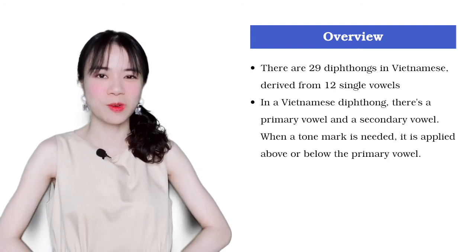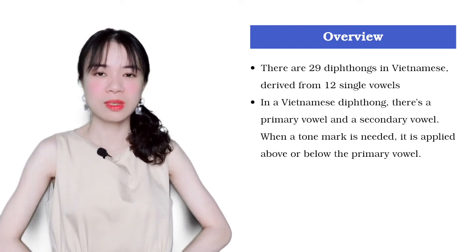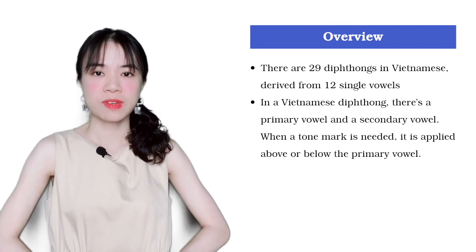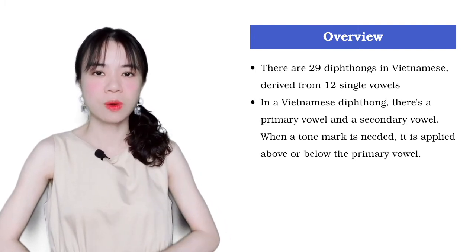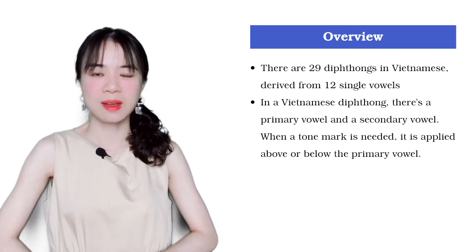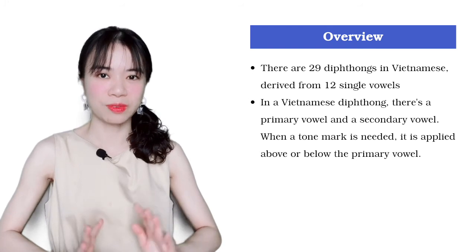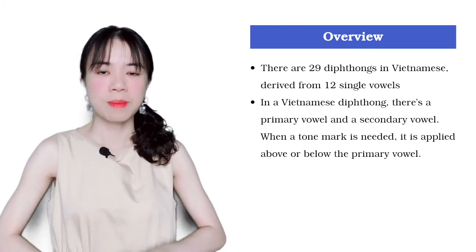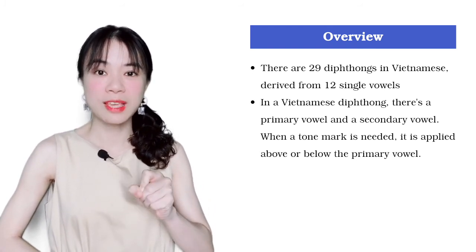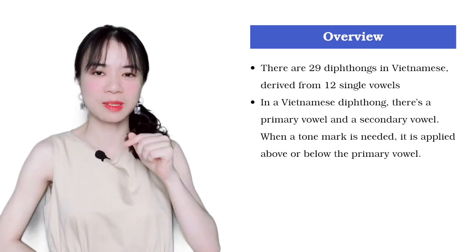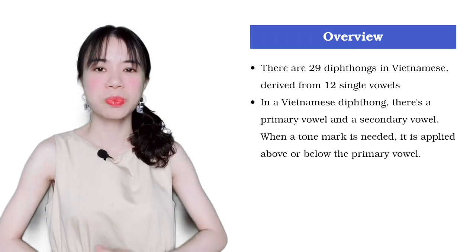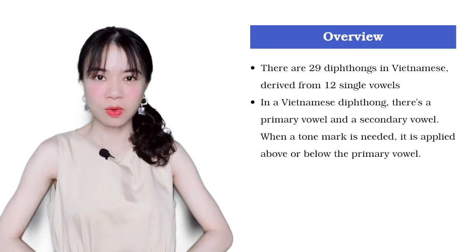of the single vowels. The second point we need to know is each Vietnamese diphthong, there is one primary single vowel and one secondary single vowel. This point is not really important at all for the pronunciation aspect, but when you write Vietnamese, need to make sure that the tone mark is placed at the primary single vowel.